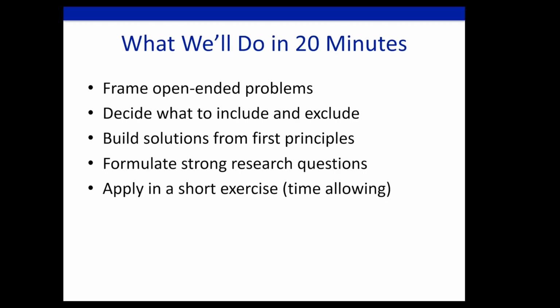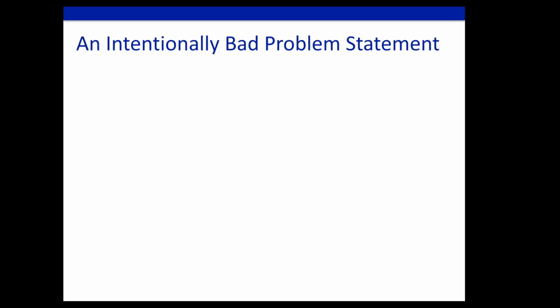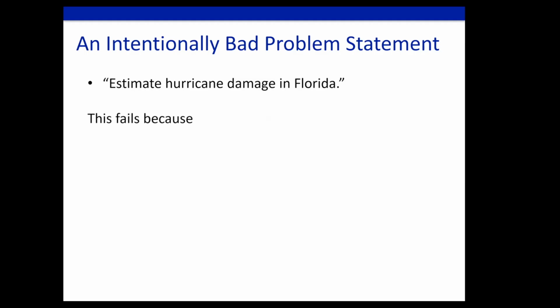All right. So let's start with an intentionally bad problem statement, or I should say vague or incomplete problem statement. You've probably all seen things like this before in papers and proposals and so on. So, I'm going to estimate hurricane damage in Florida. Sounds good. Someone offer me an example of why this is a failure as a problem statement. I've got a list that follows, of course, but go ahead and shout something out if you can think of it.